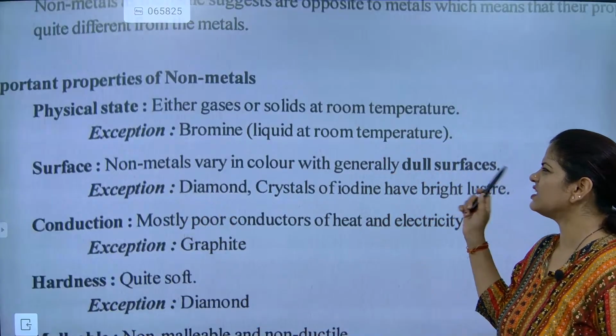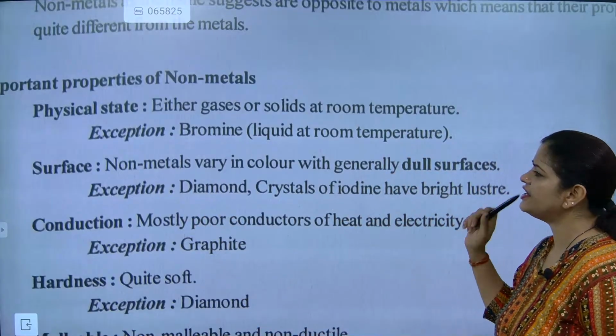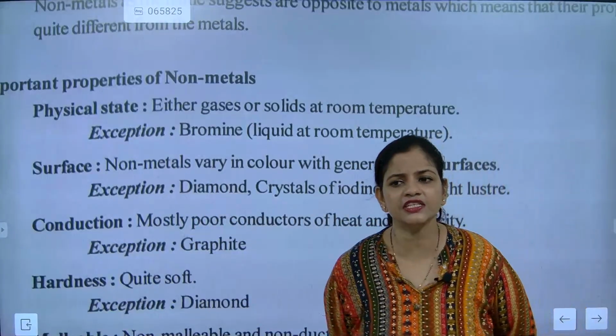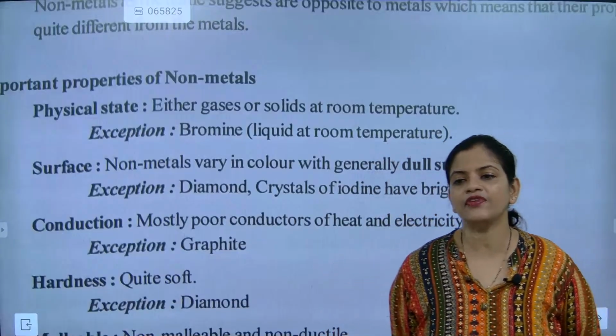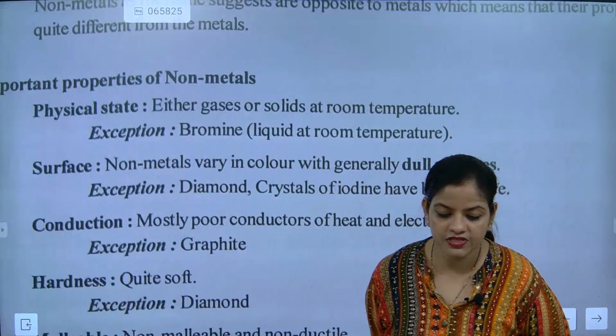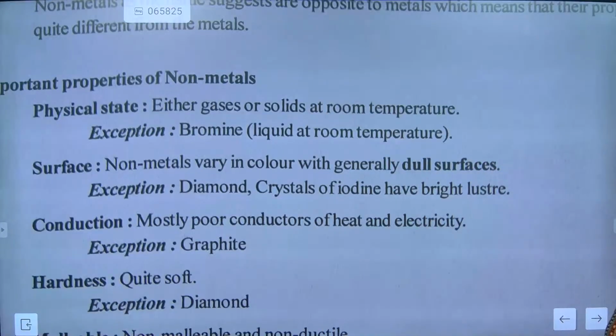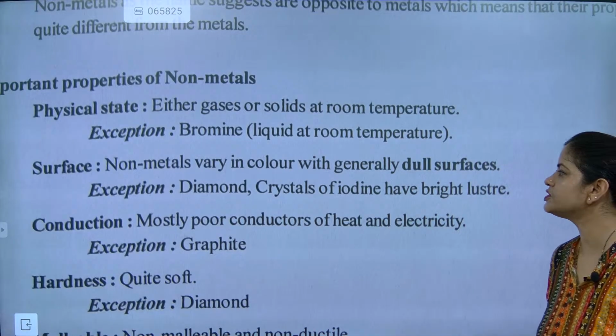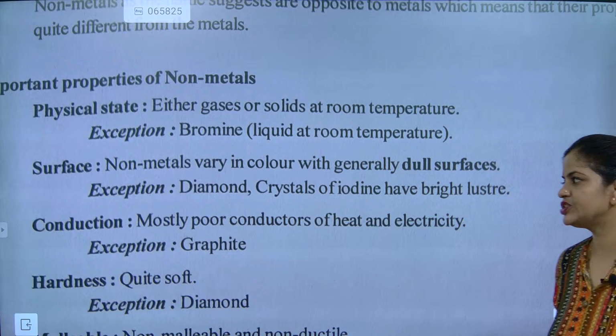Surface: they vary in color, with generally a dull surface. Do they have a shining surface? No, they do not have a shining surface. They have a dull surface. And crystals of iodine have bright luster.